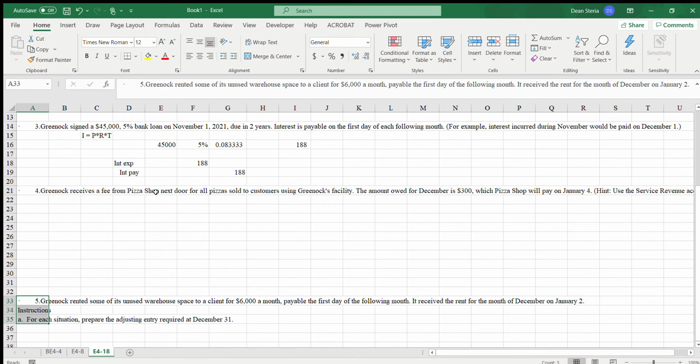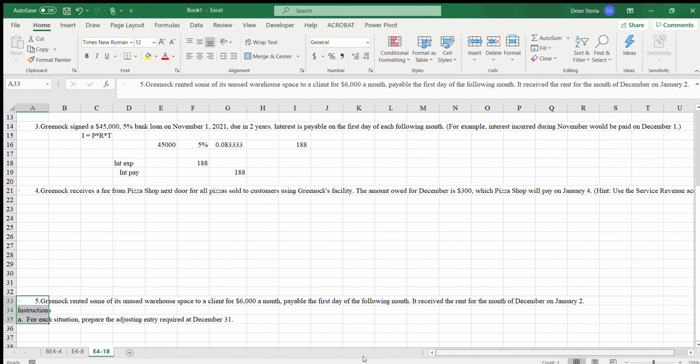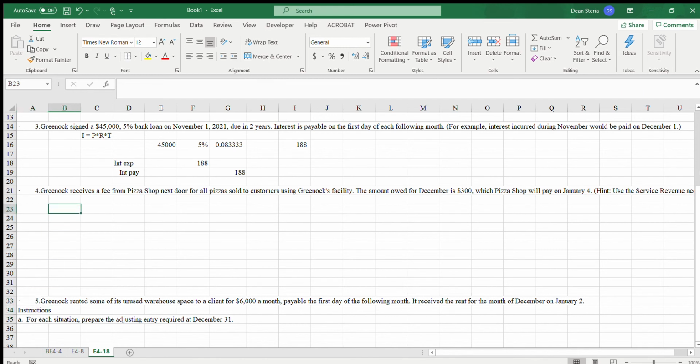We received a fee from Pizza Shop next door for all the pizzas sold to its customers using their facility. The amount owed for December is $300, which the shop will pay on January 4th. So for the fourth one, what are we going to want to do here? The $300 is what they owe us. They haven't paid us yet. Okay, so we're going to debit accounts receivable to show that they owe us, and then we're going to credit our revenue account for the $300 that they owe us.